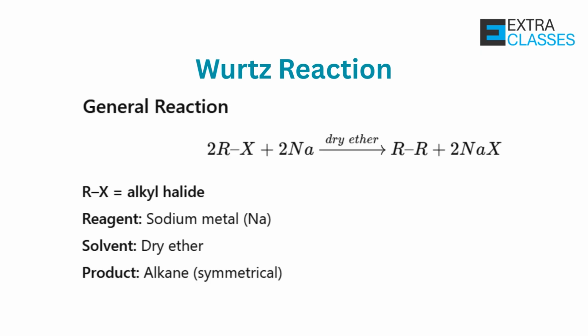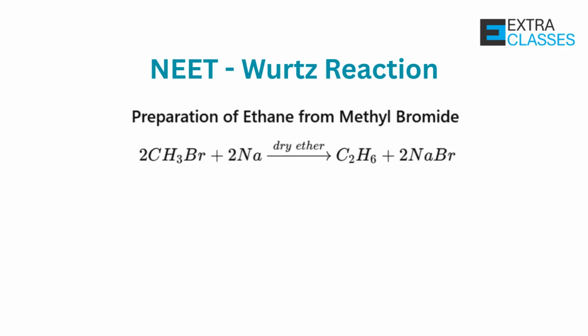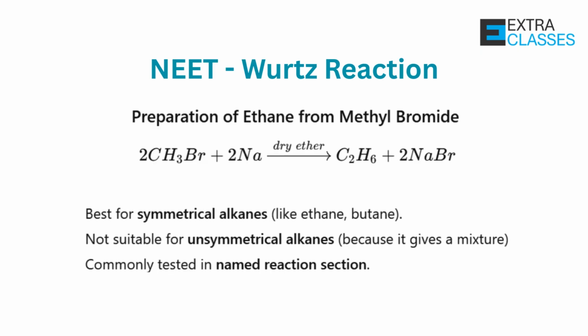Wurtz reaction. The Wurtz reaction is used to prepare higher alkanes by coupling two alkyl halides in the presence of sodium metal in dry ether. Here's an example of the Wurtz reaction. And here's the relevance for NEET.